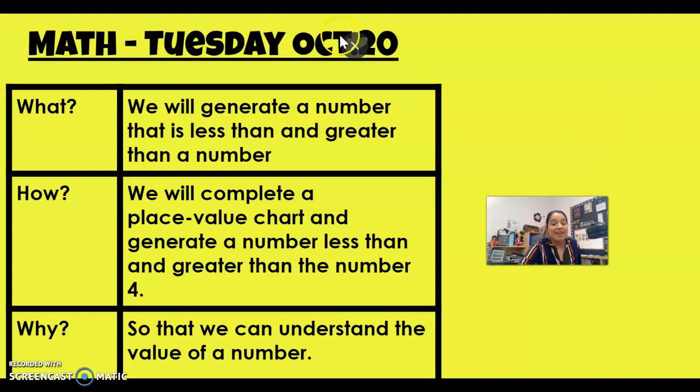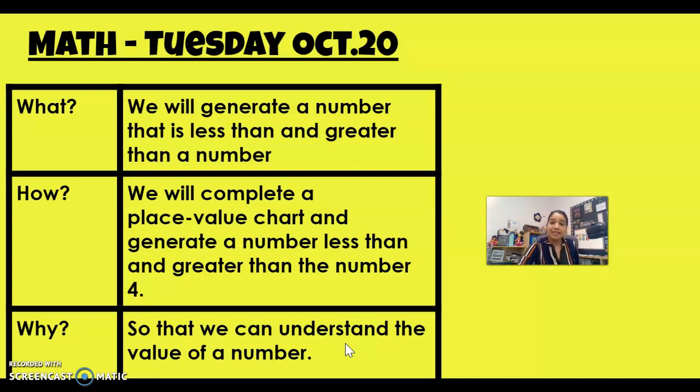So for today for math, we will generate a number that is less than and greater than a number. How? We will complete a place value chart and generate a number less than and greater than the number 4. So that is going to be your assignment for today. What? It's important so that we can understand the value of a number.